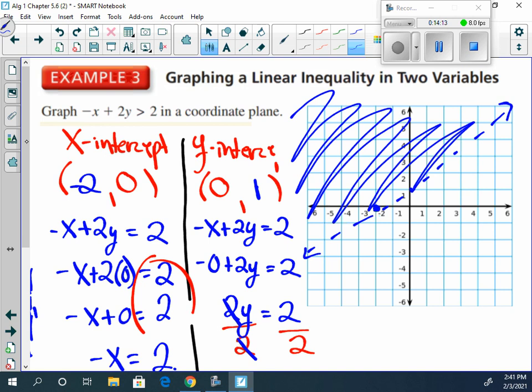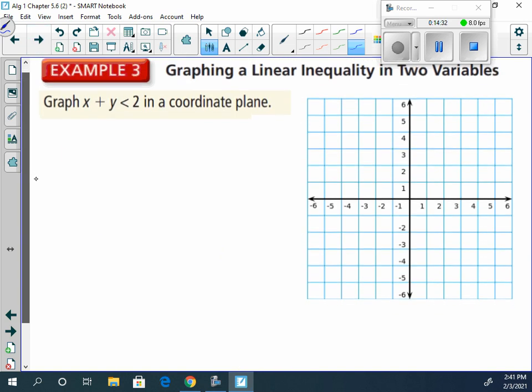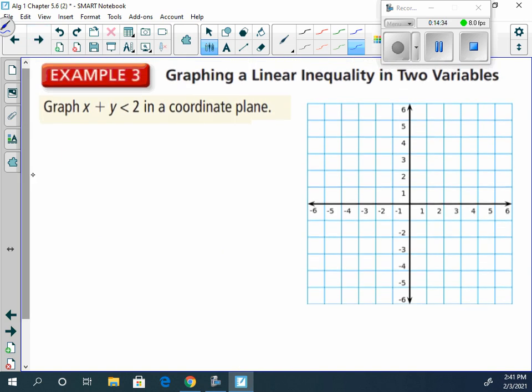So sorry about that. I just realized as I was looking at the graph that it needed to go the other direction. I wish I had noticed that sooner. Any questions on this here besides that one goof? Okay. Well, let's look at another one here.